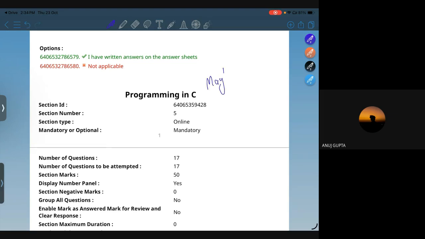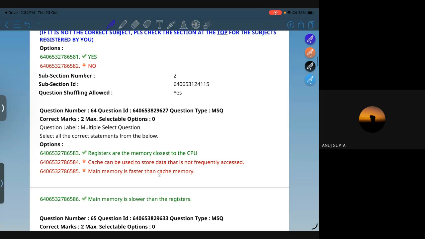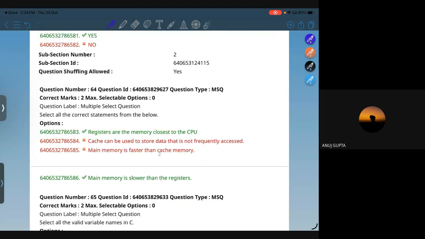Okay, so this is May '24, quiz 1, programming in C. Select all the correct statements.